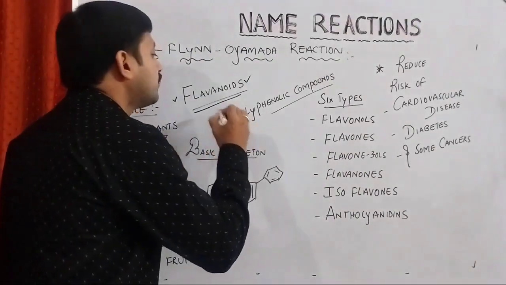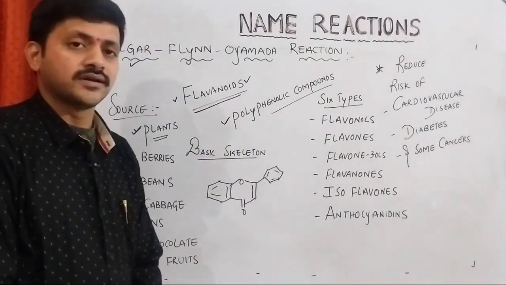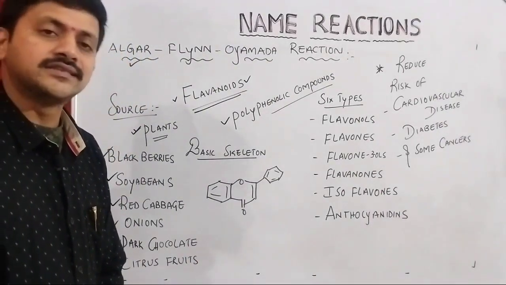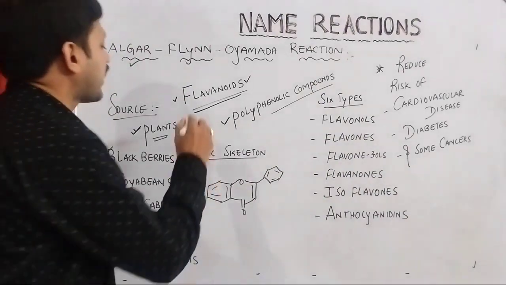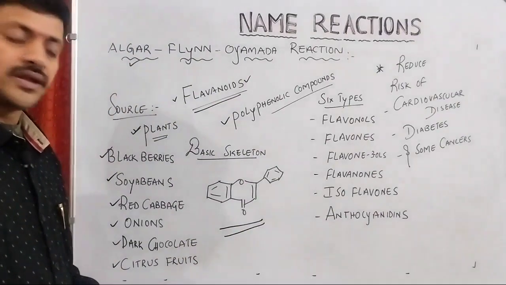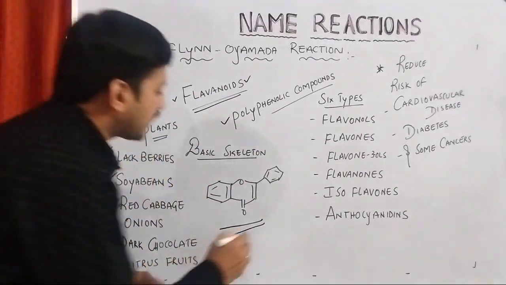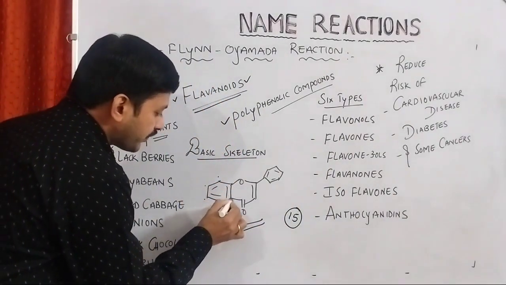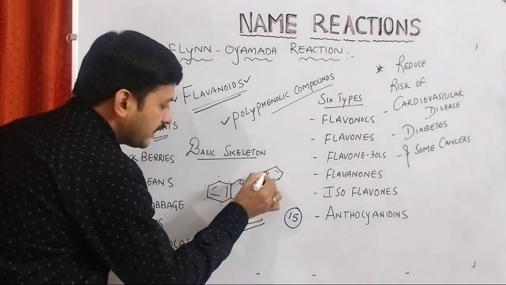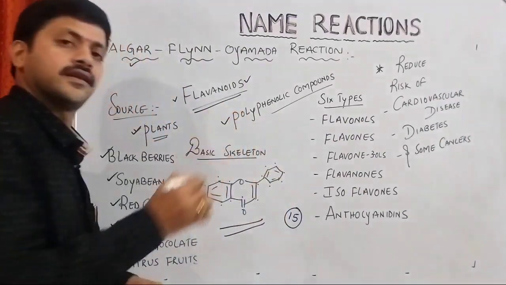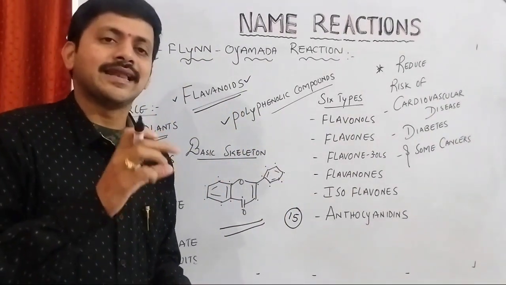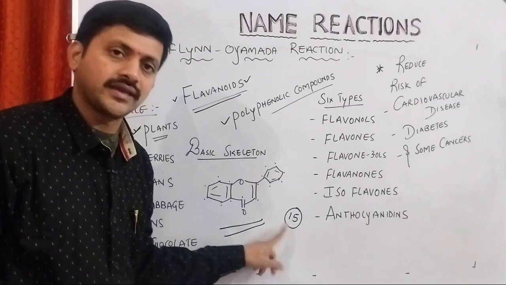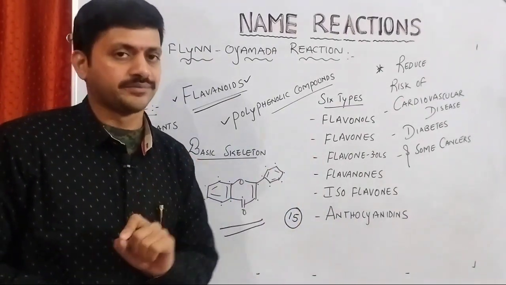Generally, these compounds are polyphenolic compounds. It means that phenol rings are present in all kinds of flavonoid materials. The general carbon skeleton involved in the flavonoids will be like this. If you observe this skeleton, we have 15 carbon atoms: 1, 2, 3, 4, 5, 6, 7, 8, 9, 10, 11, 12, 13, 14, 15. The basic skeleton of a flavonoid moiety contains 15 carbon atoms. That's why it is a C15 carbon skeleton.